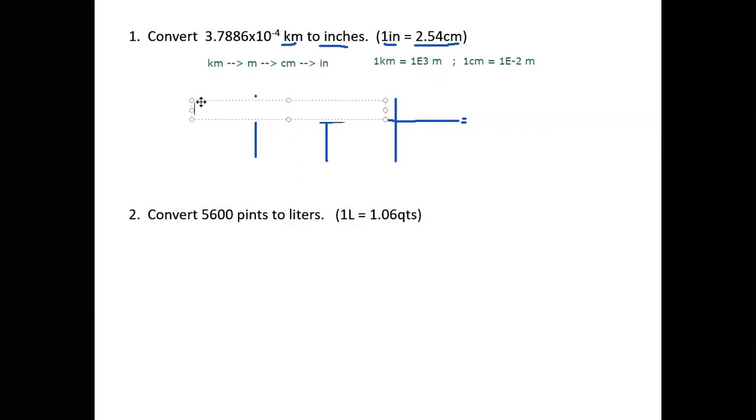We start with our initial number. And again, this is kilometers. Now in the next train track, we're going to go in our first step, kilometers to meters. So in our conversion factor of kilometers and meters, kilometers go on the bottom, meters go on top. So that's the first step, the first arrow in our path.